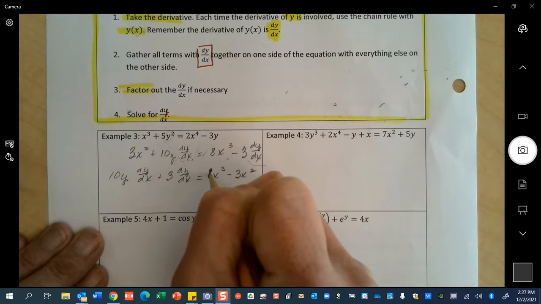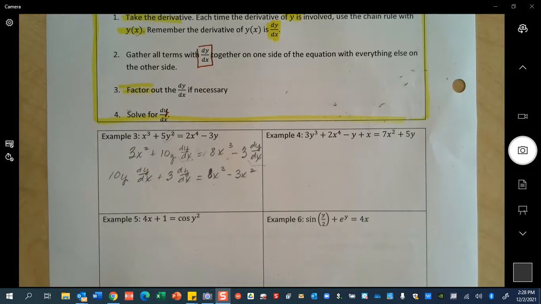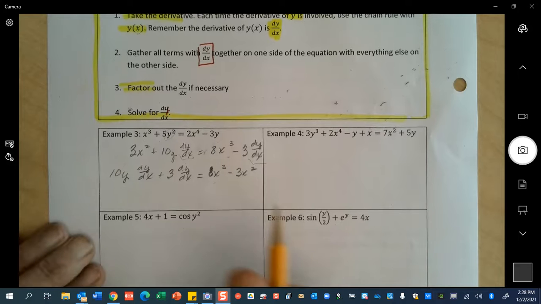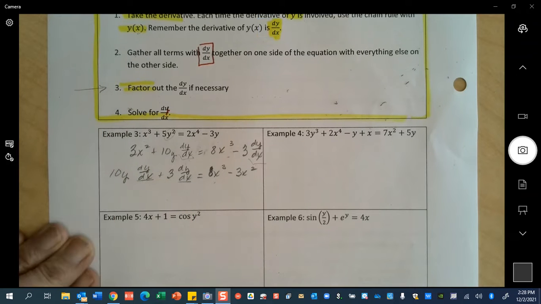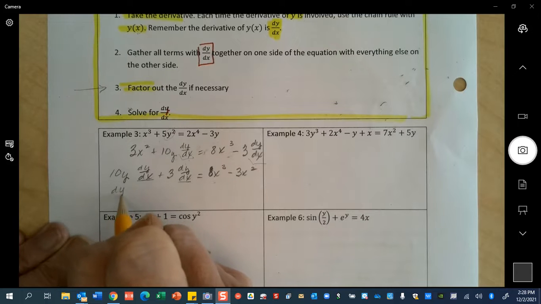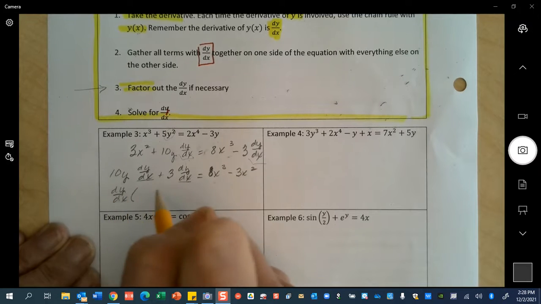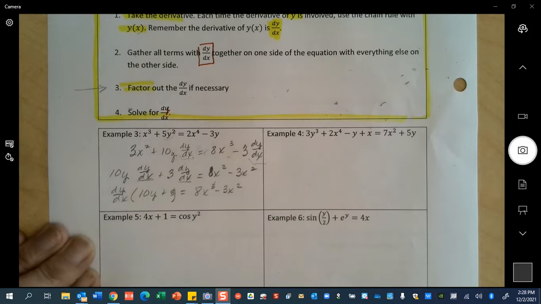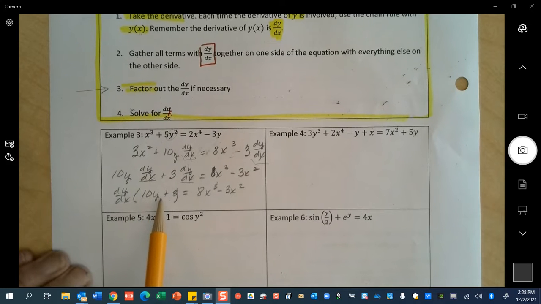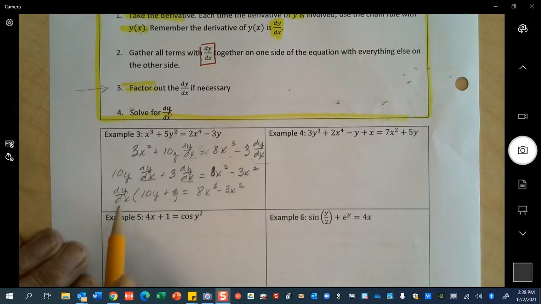Everybody okay with that algebra? Yeah? So do you see how they both have this common factor of dy/dx? This is where the factoring comes into play. dy/dx times (10y plus 3) equals 8x cubed minus 3x squared. Now this times this, how do I get rid of this? Divide.